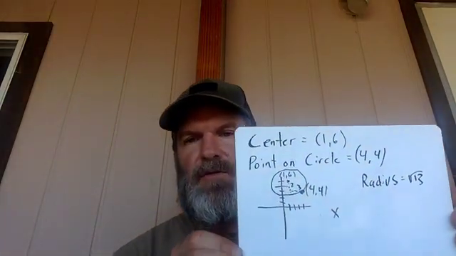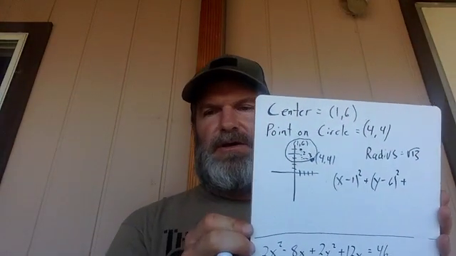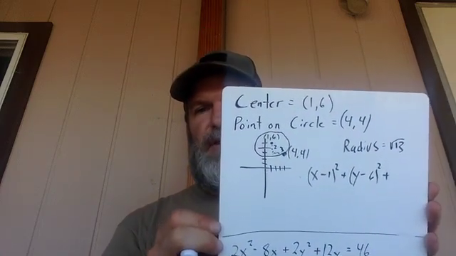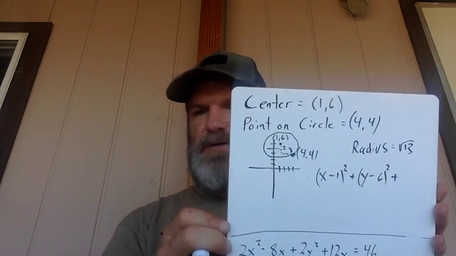Now, when you write the equation, x goes with the x-coordinate of the center, which is 1, and you change the sign. So it's x minus 1 squared plus y minus 6 squared equals the square root of 13 squared. Remember, the equation of a circle is the Pythagorean Theorem, so you're squaring everything. It's the x direction squared plus the y direction squared equals radius squared, which is like the hypotenuse.